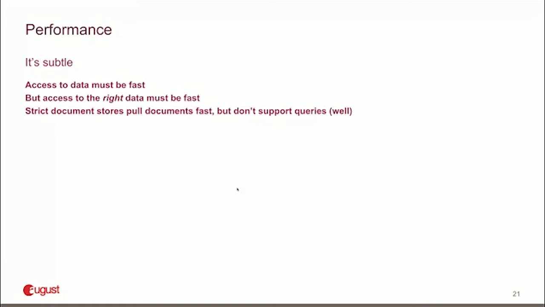But oftentimes you do need to query. And a lot of times strict document stores will pull the documents fast, but you can't really query them. So this is another area where I think Mongo does really well. It's a good balance between being able to have a decent way to query things out of the system and have it be fast and have the failover redundancy.